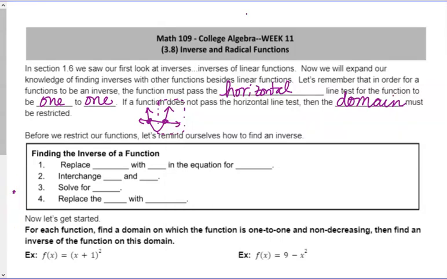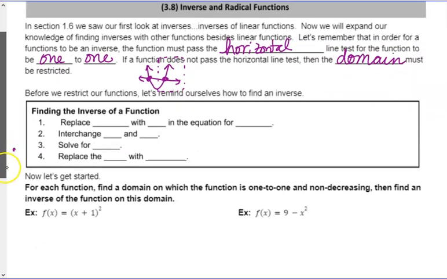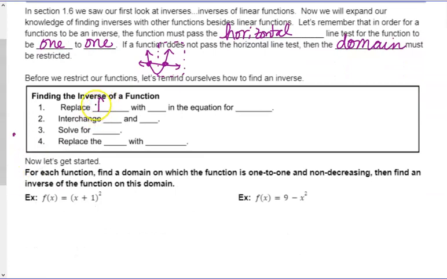All right. So this is the exact same box that we saw in section 1.6 on how to find an inverse. So hopefully you somewhat remember what that was. First, we're going to take our function notation and replace it with a y in our function equation. So take f of x out, put in y. Then the idea of domains of regular functions and ranges of inverse functions, those are the same.